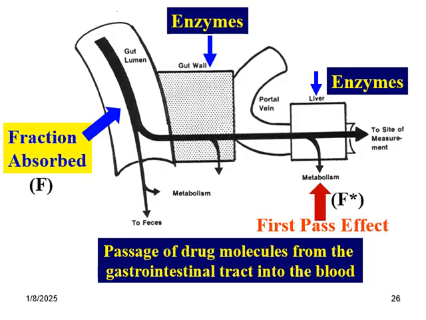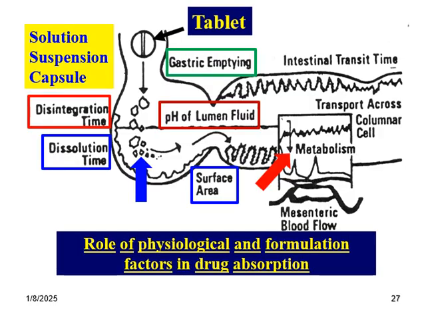This slide is also kind of an introduction and a review of what we have learned before, okay? For example, a tablet for oral use, orally taken. Even suspensions, solutions, capsules, emulsions, okay? And in the GI tract, the pH of the lumen fluid of course affects the stability of the drug, right?